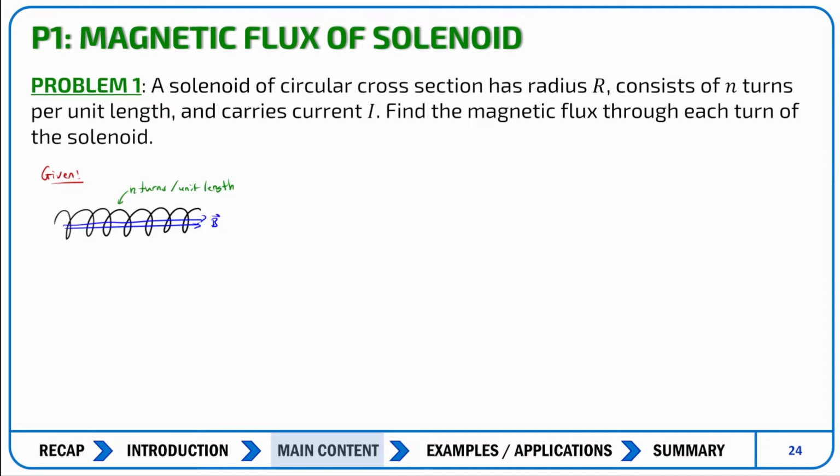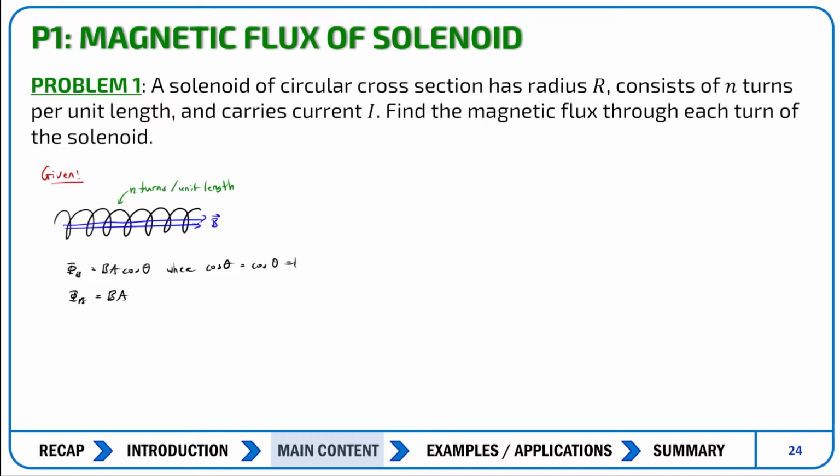So that means that magnetic flux is going to be BA cos theta, where cos theta is equal to cos 0, which is equal to 1. And so therefore the flux is going to be B times A. So just keep in mind that it's cosine of 0 because even though the magnetic field is perpendicular to the cross-sectional area, our surface normal vector is going to be parallel to B. So that's why it's 0.